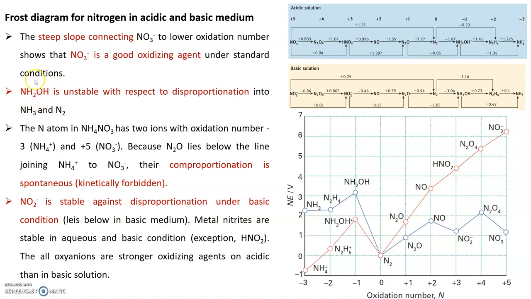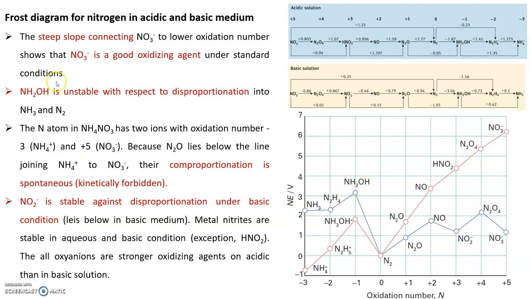Now NH2OH in basic medium, you see NH2OH is lying above the line. If I join this line, it will be like this. That means this is above the line joining N2H4, N2 or NH3. So this species will undergo disproportionation.